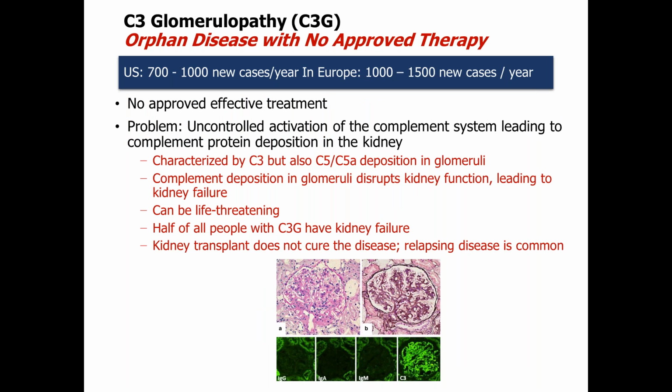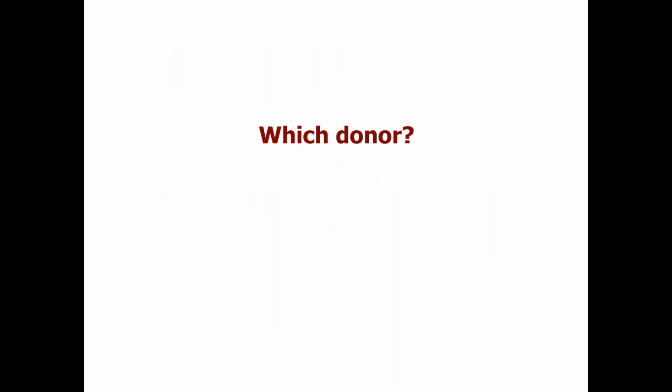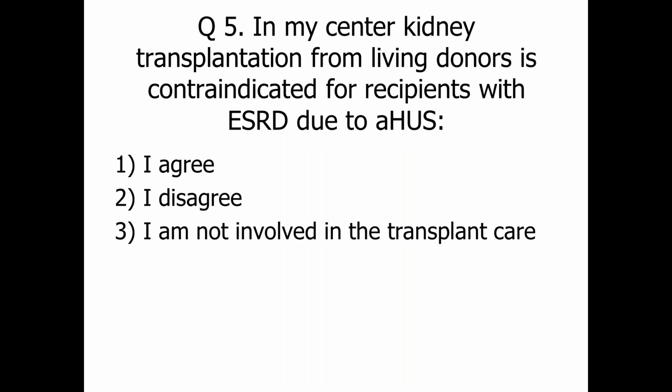Another disease is C3 glomerulopathy, where there is no approved effective treatment, and where activation of the complement system is also involved, and there are C3 and also C5, C5a deposition in glomeruli, and half of people have kidney failure, and kidney transplant does not cure the disease, and relapsing disease is very common, but there are no data yet about the use of prophylactic Eculizumab in these patients.